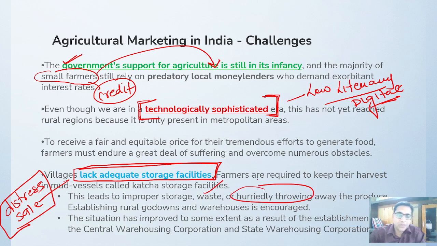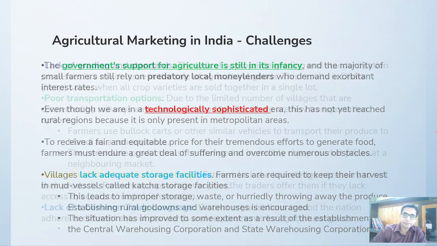If there had been rural godowns and warehouses, they would have been able to bargain properly. That is why the government is providing the Central Warehousing Corporation facility, state warehousing, where the farmer can store their crops, and they will take out their crops when the market is favorable. And the market is favorable to them, right?